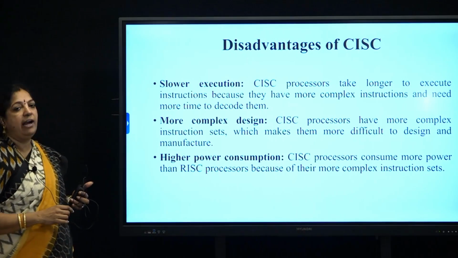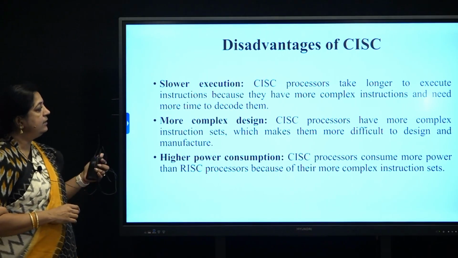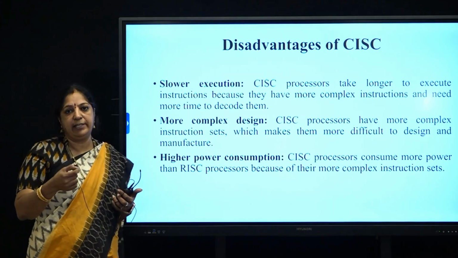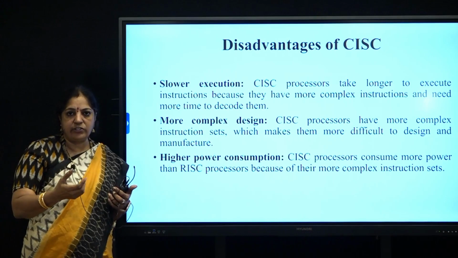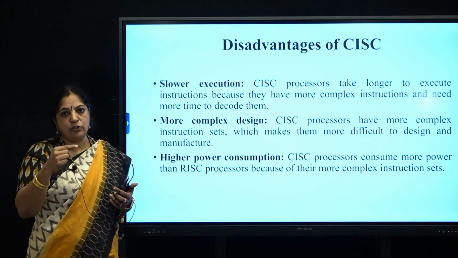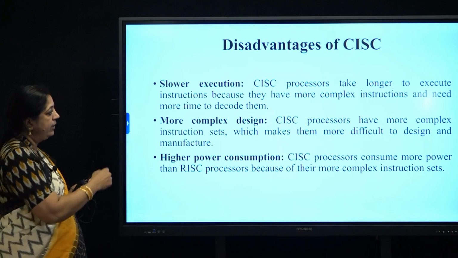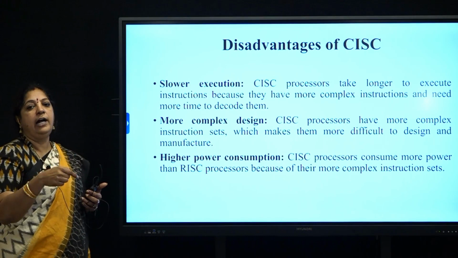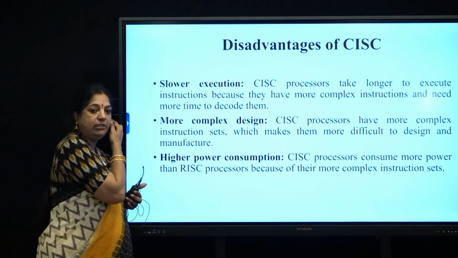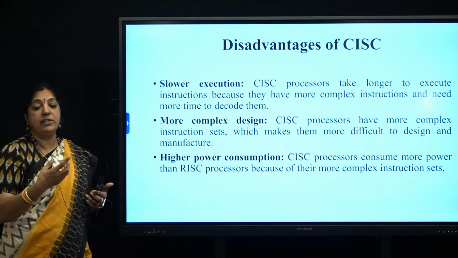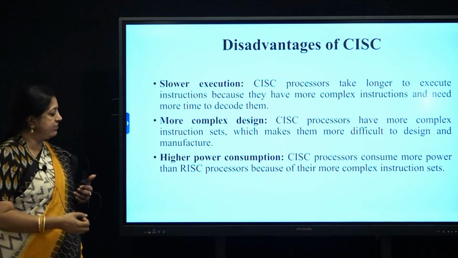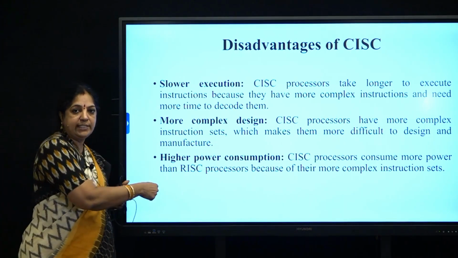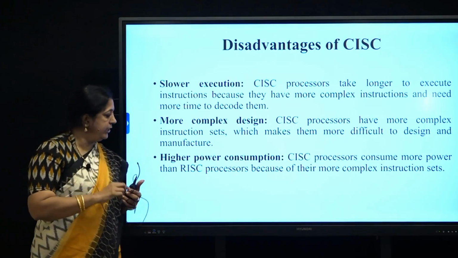But there are disadvantages for CISC too. Slower execution: simple commands are easy to execute, but when the instruction itself is complex, the execution is a bit slower. Complex instructions need more time to decode and execute. Designing is also more complex, because it has to handle the complex instructions. Higher power consumption: more power is consumed by CISC compared to RISC.